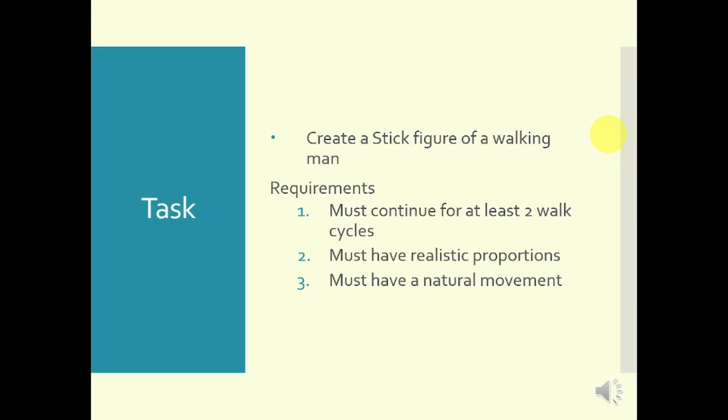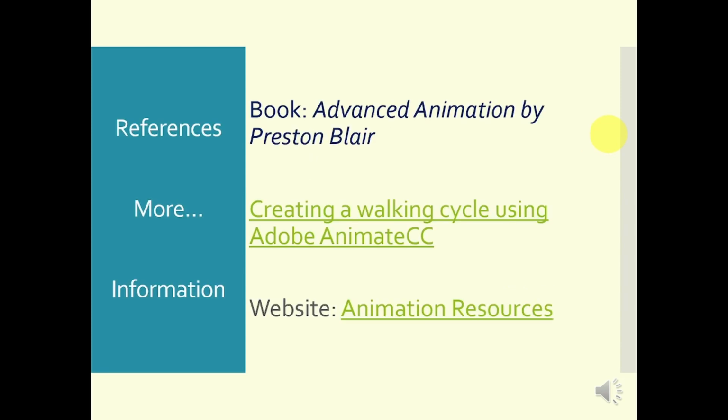Your challenge is to create a stick person and get it animated for 2 walk cycles. It must have realistic proportions and naturalistic movement. All right. The book's Preston Blair, advanced animation. There's a copy in the library, but there's also stuff available online if you want to go looking. And if you want a wealth of information, there's also animation resources. Anyhow, let's move on with the next part.